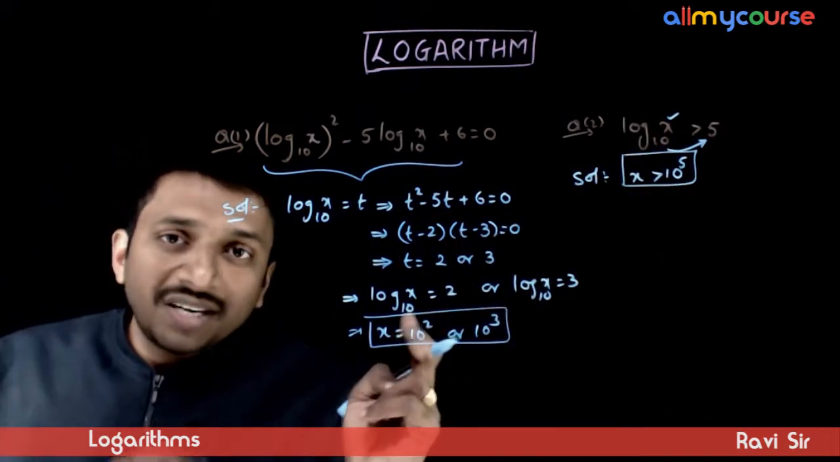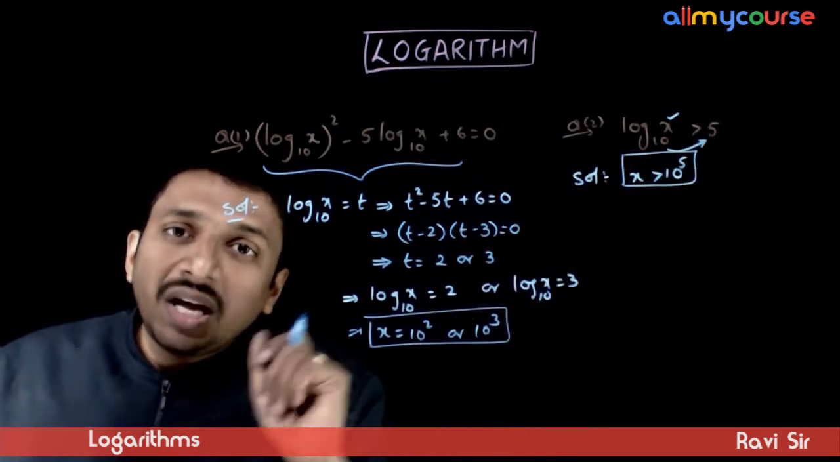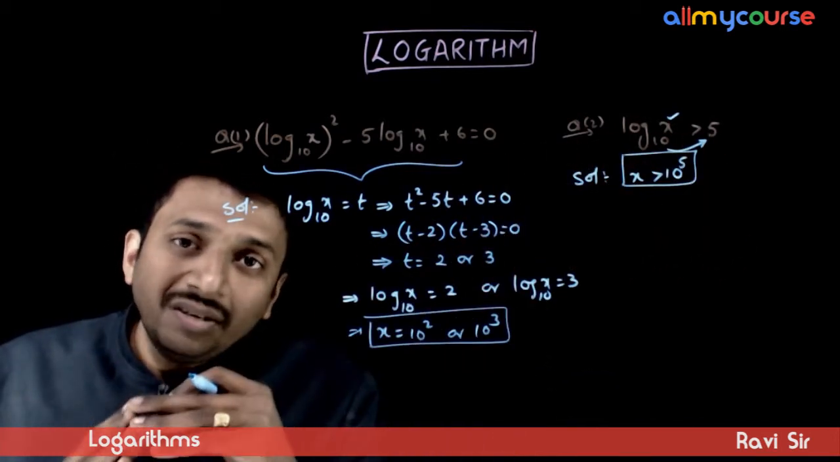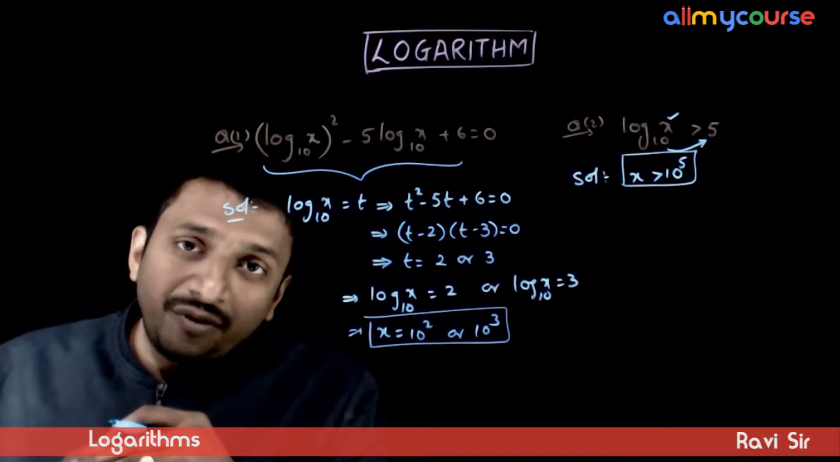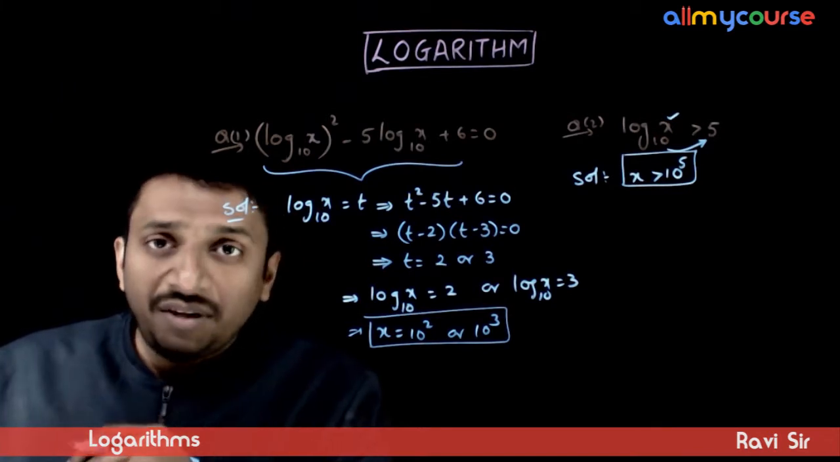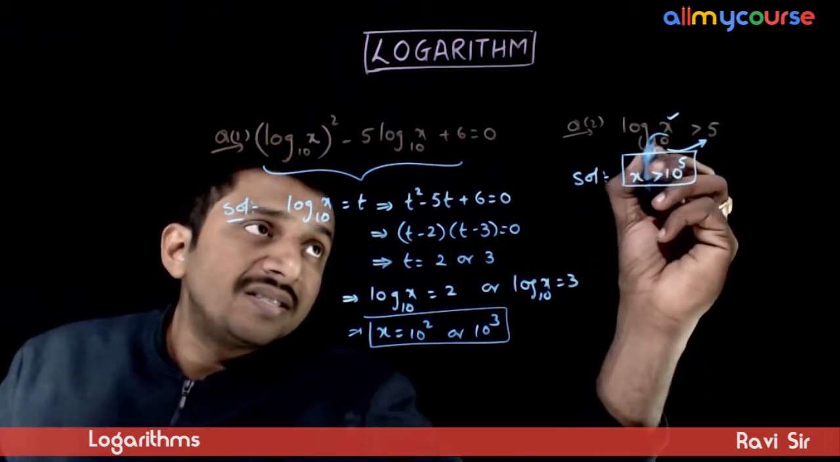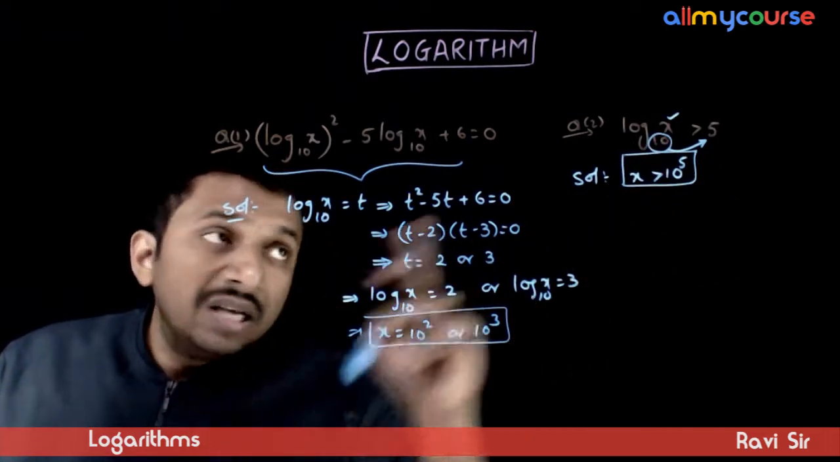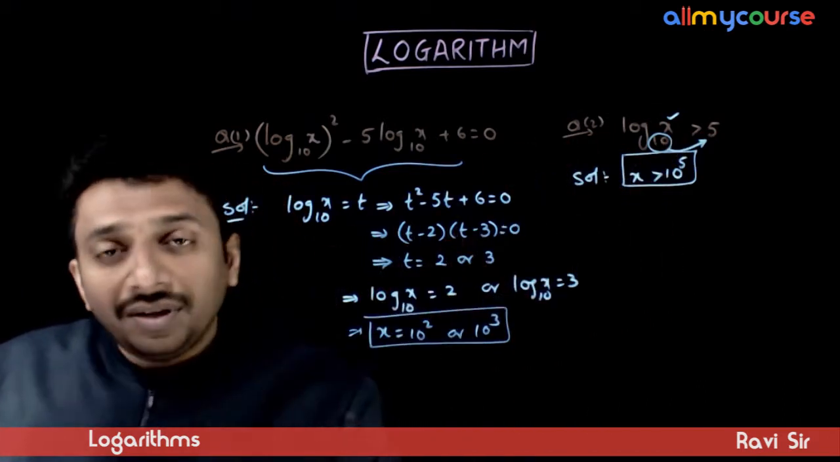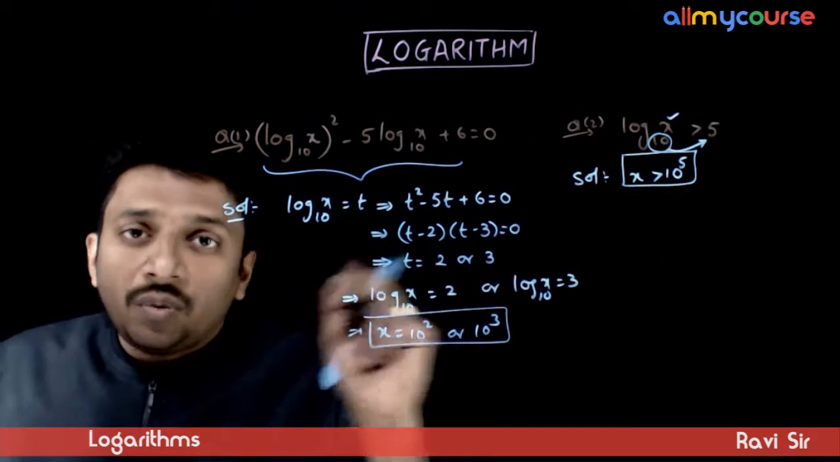But we have not said any property which relates with inequalities. So is this operation valid for inequalities also? You have to be careful here. The property says that if the base is greater than 1, then you can directly do what you are doing for equalities, for inequalities also.